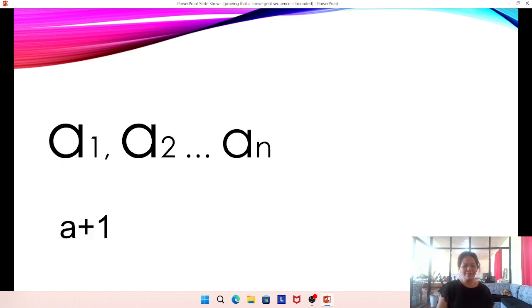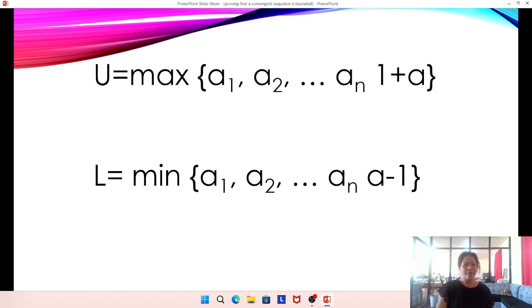So that we have accounted for all but the first big N terms of the sequence: a_1, a_2, and so on, a_N. It is possible that one of these is bigger than A plus 1. In this case, we increase our upper bound U accordingly. In order to do that, we use the maximum function, so that the upper bound works for all terms of the sequence. So what we need to show that the sequence is bounded is U, the maximum of a_1, a_2, and so on, a_N, 1 plus A.